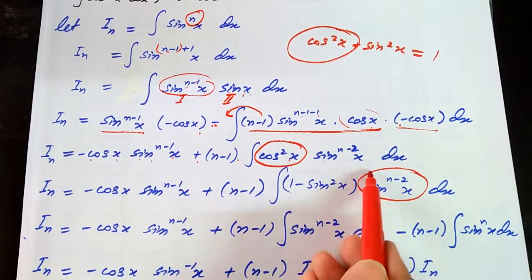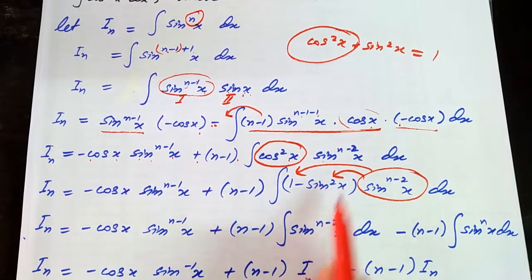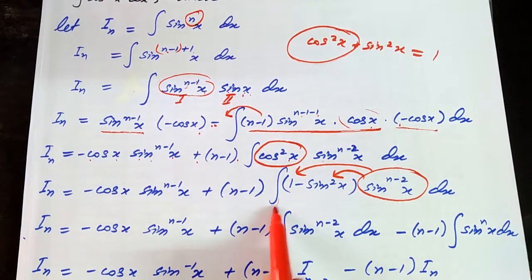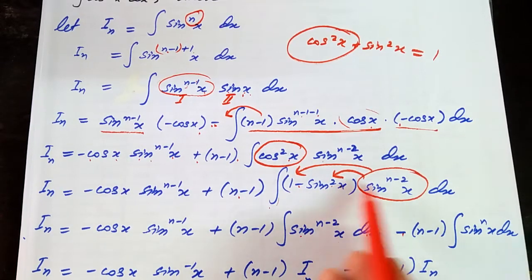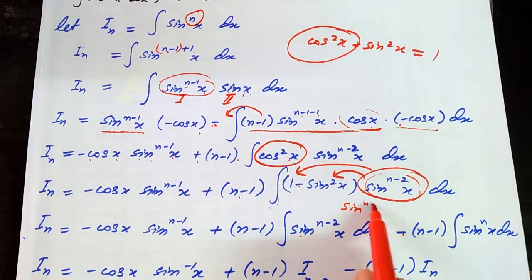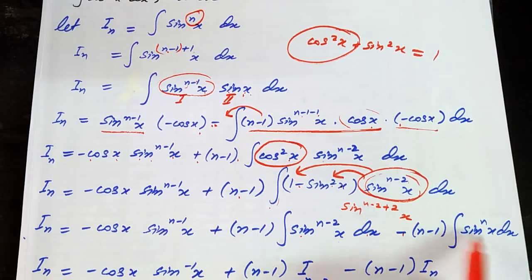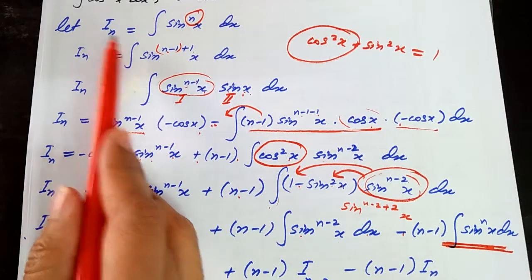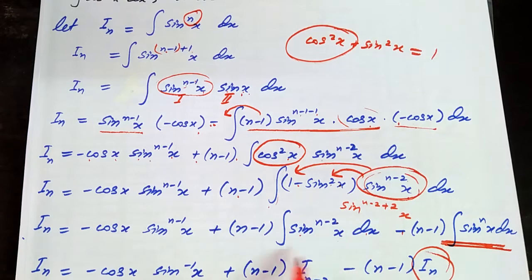Now this thing can be multiplied with 1 and also with this, and separate the integration. It will become integral of sine n minus 2 x dx minus this thing, this minus minus, sine square of x when multiplied with sine n minus 2 of x. It will become sine n minus 2 plus 2, that is sine n of x dx. This is the same thing as we let in. So just replace it with In. Here we have n minus 2, so just replace it with I n minus 2.